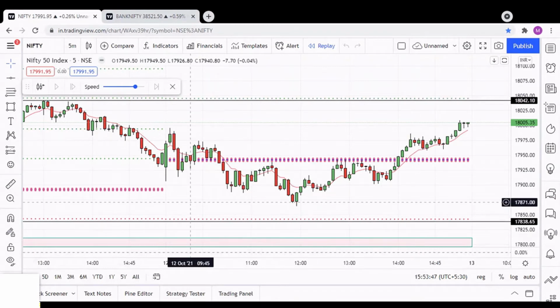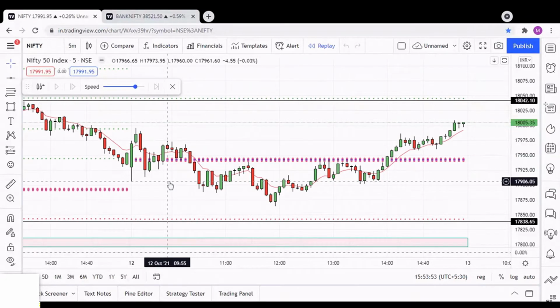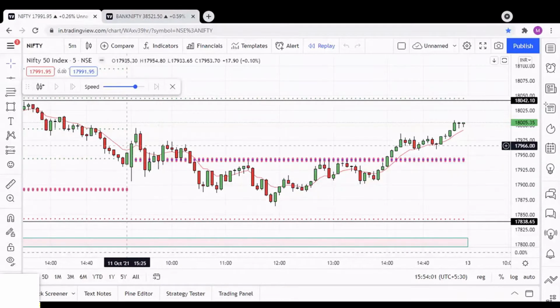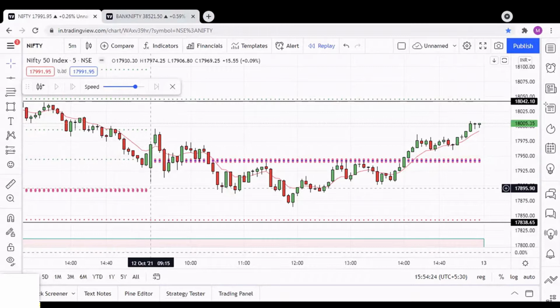Okay, market opened flat today with a green candle. Like yesterday, this green candle also opened below the CPR and closed above the CPR. We can take the long entry at the close of this green candle, but when you consider the stop loss, look at the stop loss.